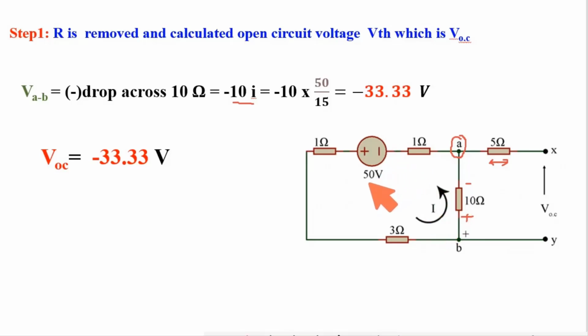This I will flow only because of this source. So what will be I? I will be this 50 divided by the full resistance, that is 1 plus 3 plus 10 plus 1, that is 50 divided by 15. So 10 multiplied by 50 divided by 15, ultimately I got minus 33.33 volt, which is VOC, that is VTH.